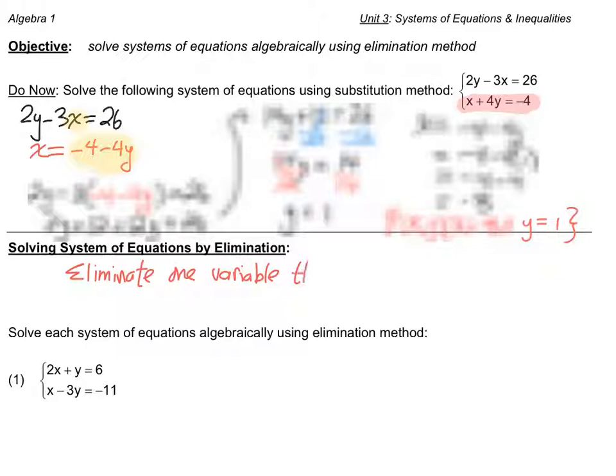Through addition, and solve for the other. All right. Sometimes it's called the addition method. Sometimes it's called the addition/elimination method. But really, ultimately, what we're trying to do is eliminate a variable, so it makes the most sense to call it the elimination method. All right.